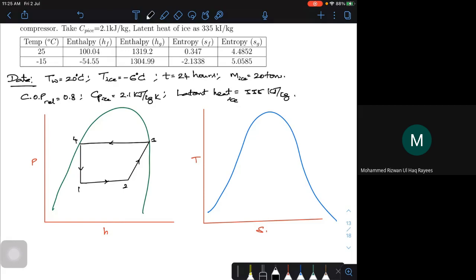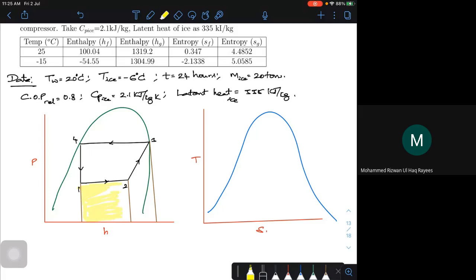Now the area under this curve, if I put an area under this curve, is the refrigeration effect. This is the refrigeration effect. The area under this curve is the work done. This is your refrigeration effect, the area under this curve.